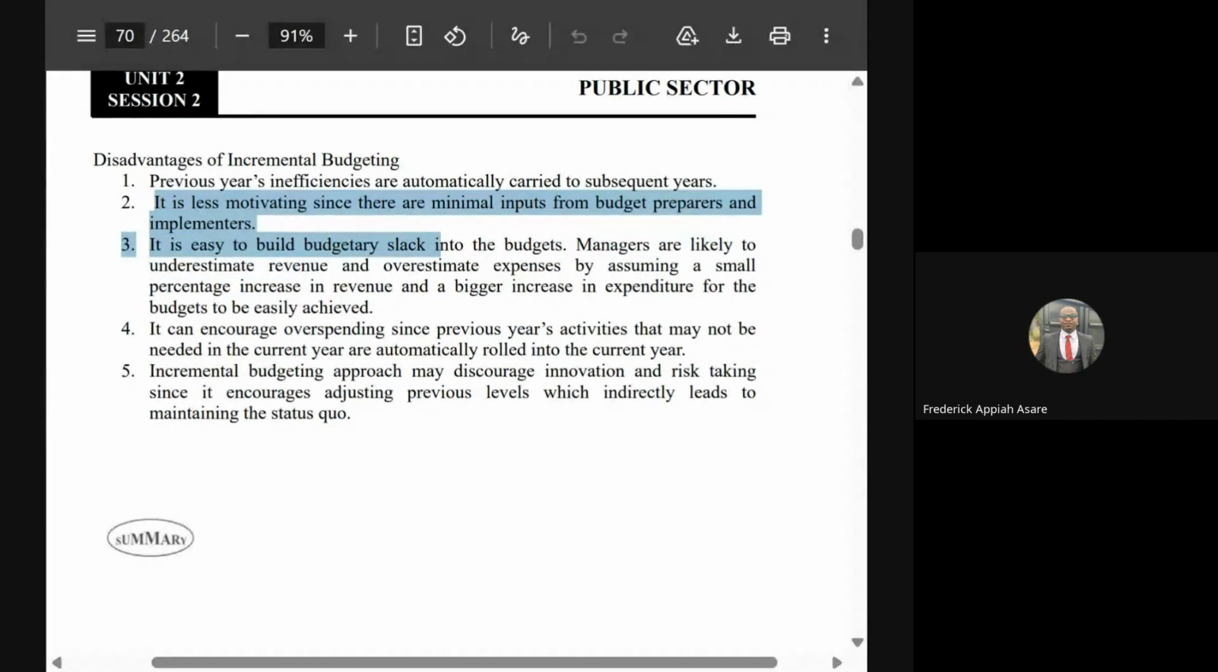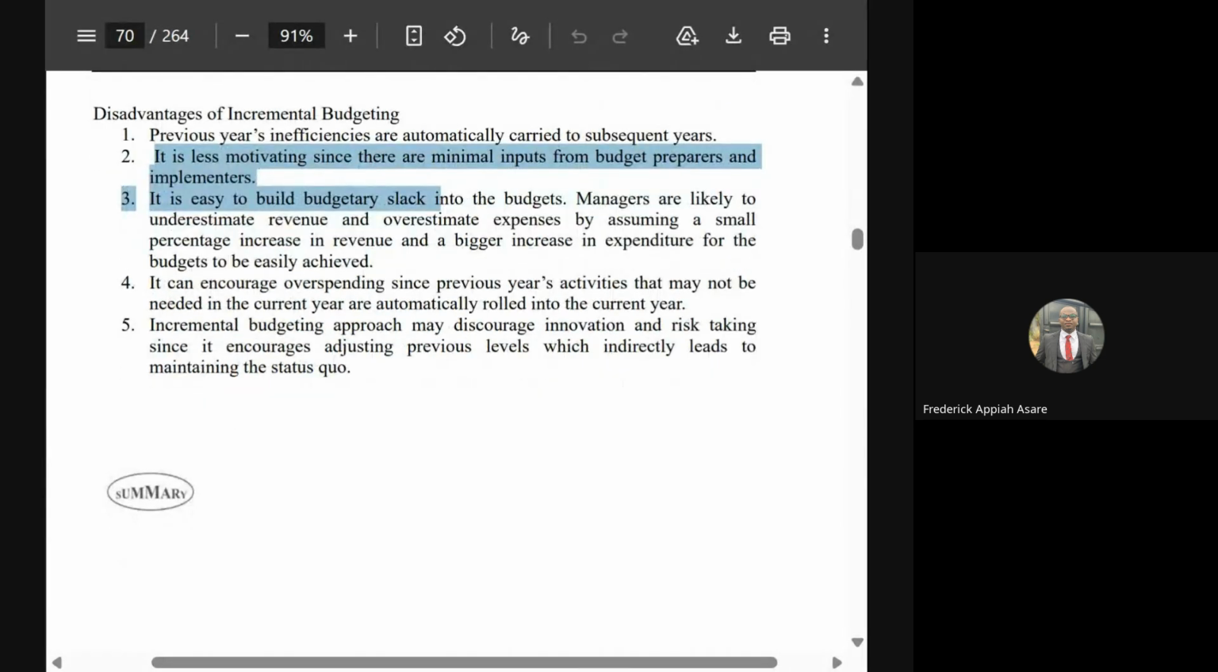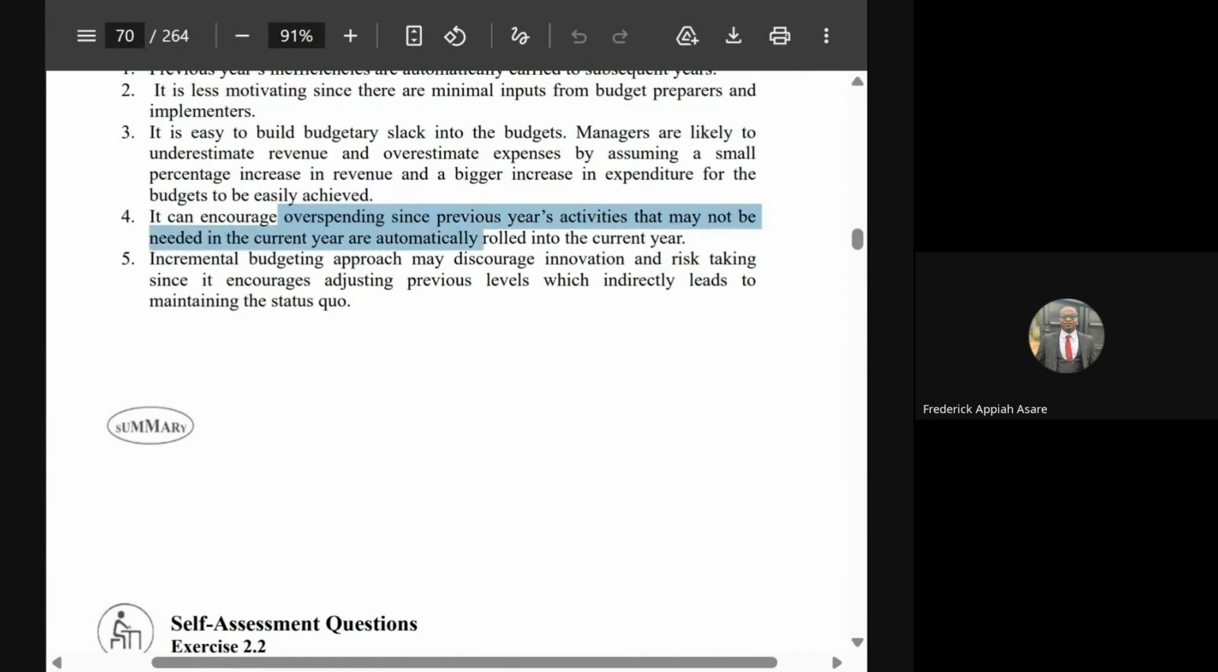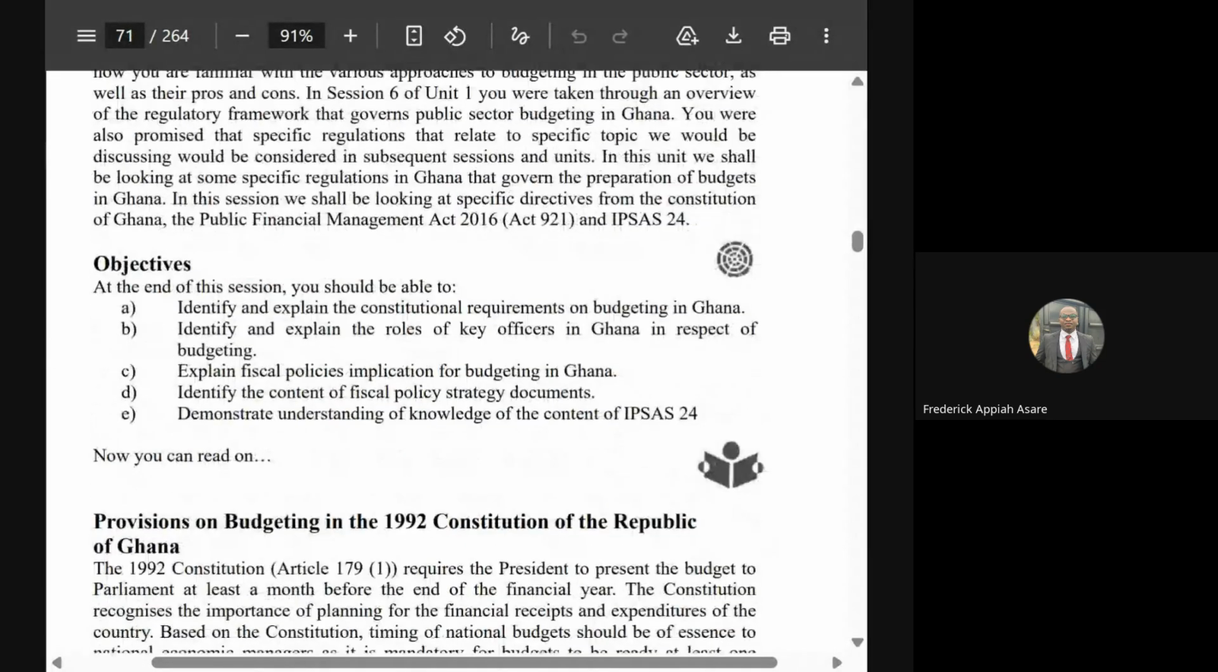It is easy to build budgetary slack into the future or into the budget, because some budgets last year were not important. Something that was important last year might not be important this year. It can also encourage overspending, since previous year's budget may not be needed in the current year but is automatically written into the current year. So these are some of the disadvantages of incremental budgeting.